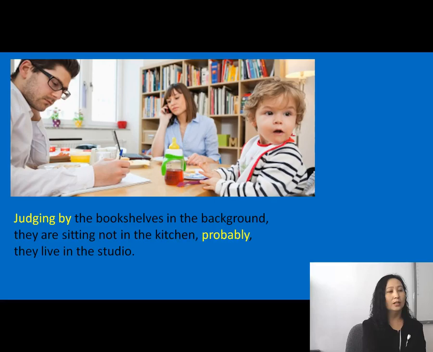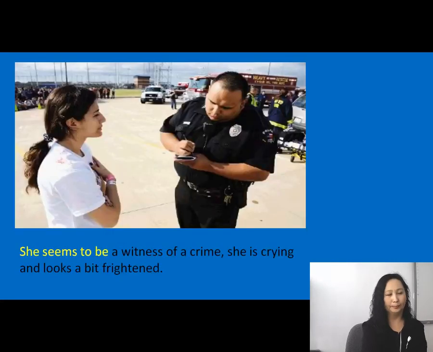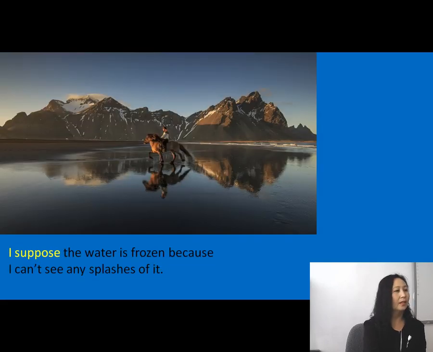Judging by the bookshelves in the background, they are sitting not in the kitchen. Probably they live in the studio. You see, I've used the words judging by and probably. Another example. She seems to be a witness of a crime. She is crying and looks a bit frightened. One more example. I suppose the water is frozen because I can't see any splashes of it.